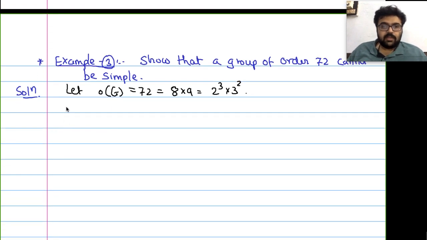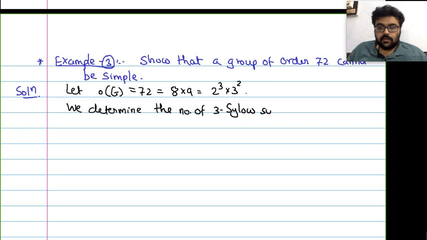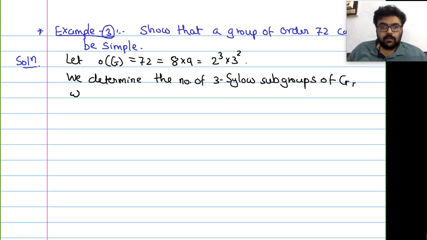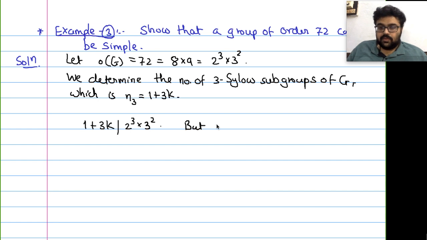Let us first determine the number of 3-Sylow subgroups of G. Usually we denote it by n_p, which is 1 plus kp, here 1 plus 3k. Now 1 plus 3k divides 2 cube into 3 square. But as usual, the GCD of 1 plus 3k and 3 square is always 1.